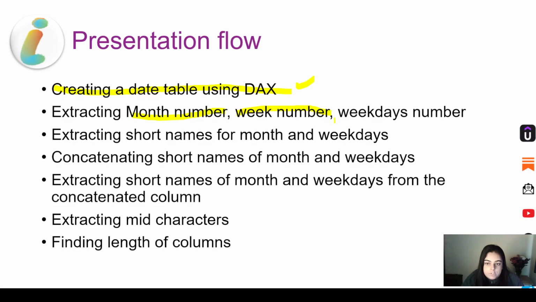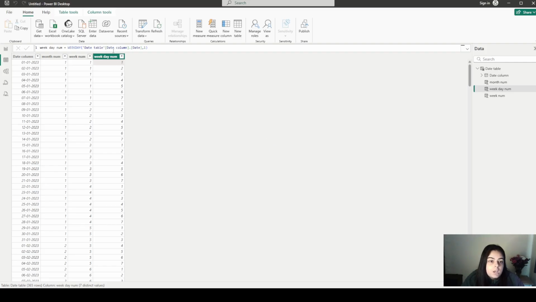So I have achieved the first two objectives of today's video, which is creating the date column and extracting the month number, week number, and weekday number. Now the next objective says, what if I want to extract just the short names of month and weekdays? So I'm just going to go here, I will again add a new column. Let's say I want to have month name. Let's name it month short name.